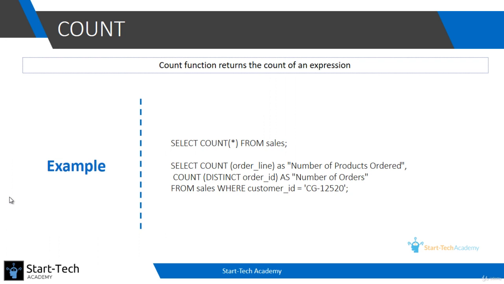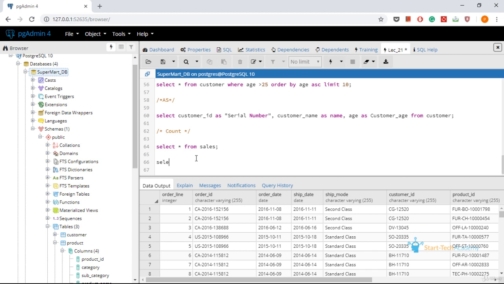In this first example, where I have written select count star from sales, it will go to the sales table, look at all the records, and give back the count of all the rows in that particular table. Let us go and write this in the pgAdmin interface. Select count star.